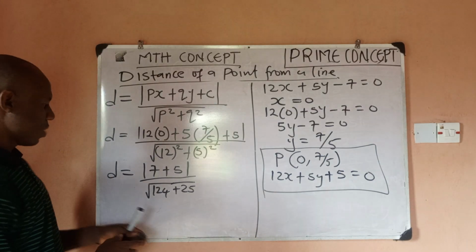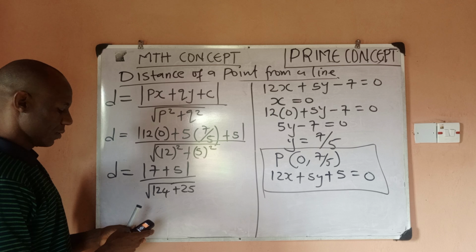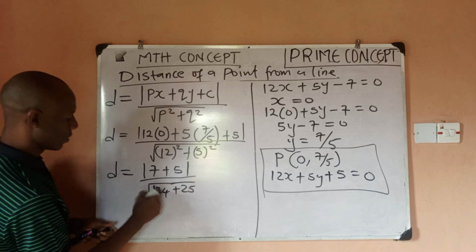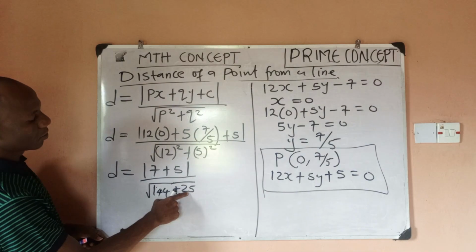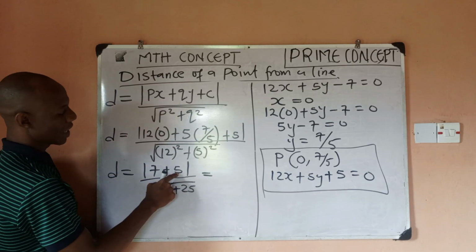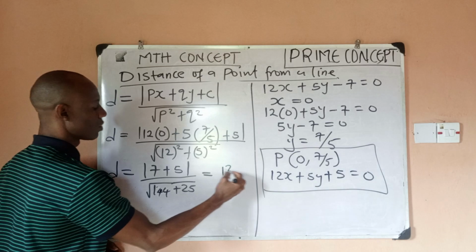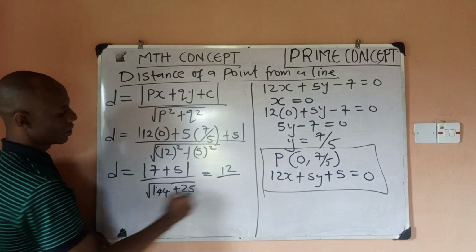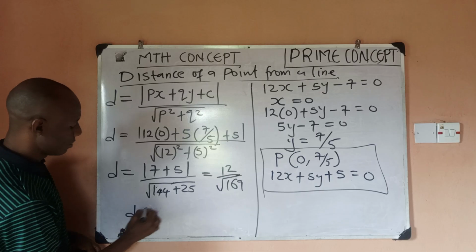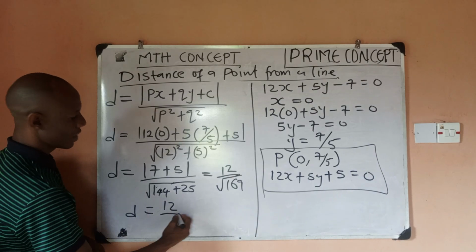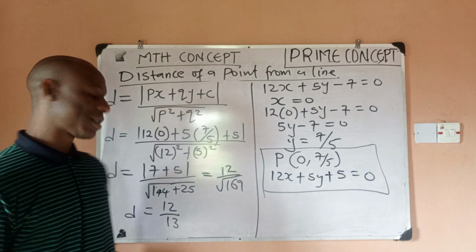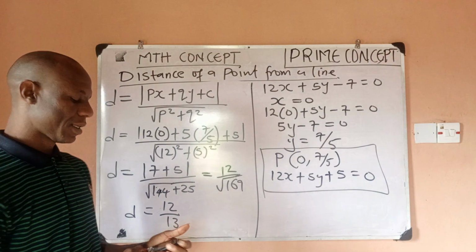12 times 12, I don't think it's 124, sorry for that mistake, it's 144, thank you. Now 144 plus 25 gives me 169. So I have 7 plus 5 is 12, and the absolute value of 12 is still 12, divided by the square root of 169. So D becomes 12 divided by 13, since the square root of 169 is 13. My perpendicular distance is 12 divided by 13.